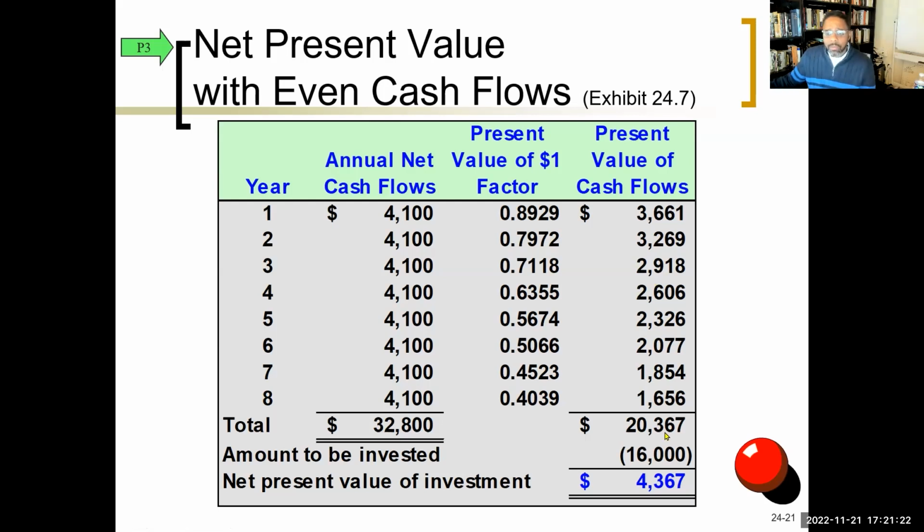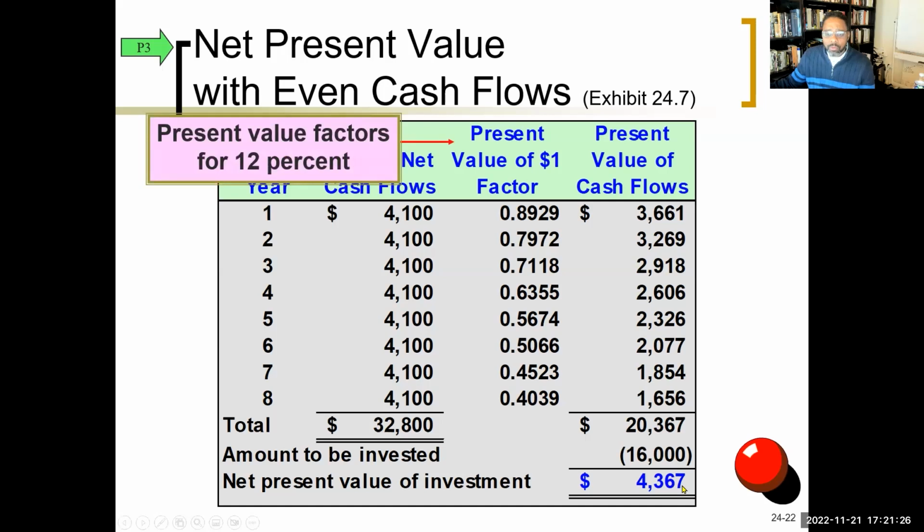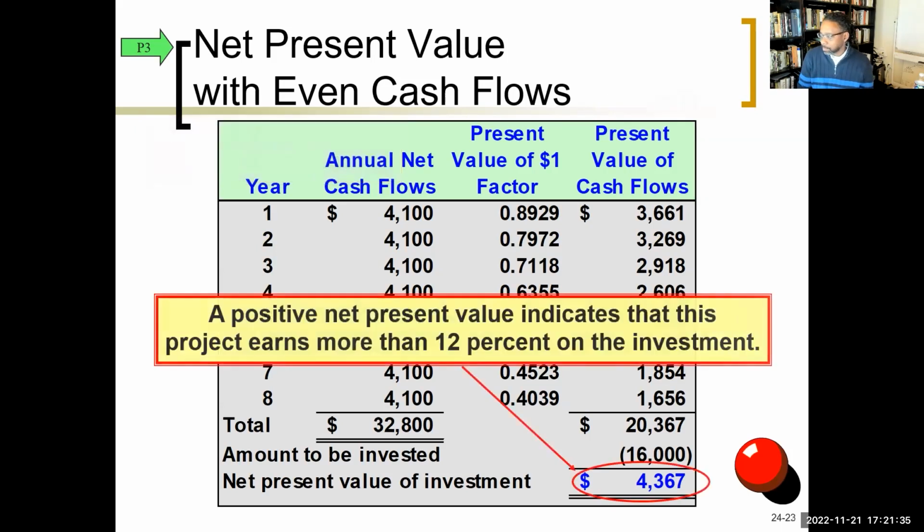And so you take these, you add them together, you get $20,367. Subtract the investment, that means you have a net present value of your investment of $4,367. So that's how net present value goes. You're going to get a sheet, look up the factor, 12%, whatever they tell you. In this case, it was 12%. And then put down the factors for it.